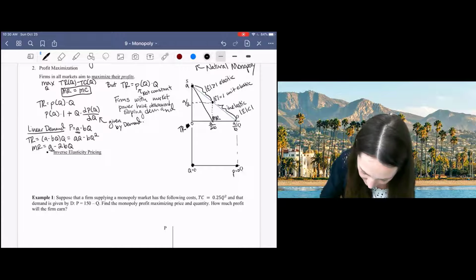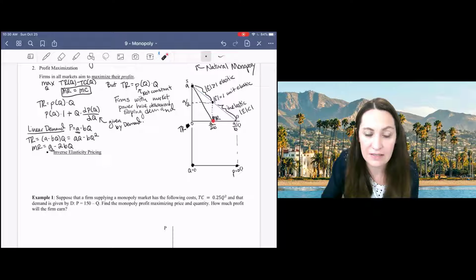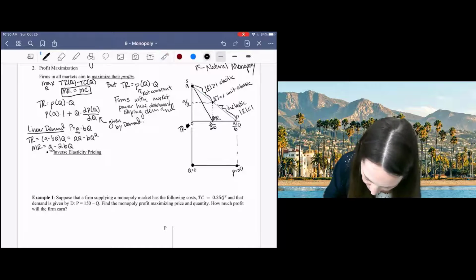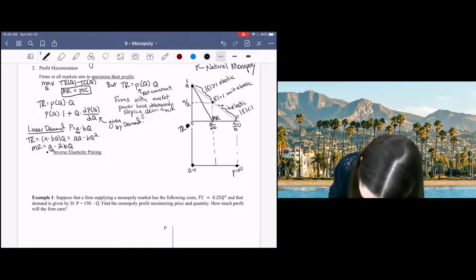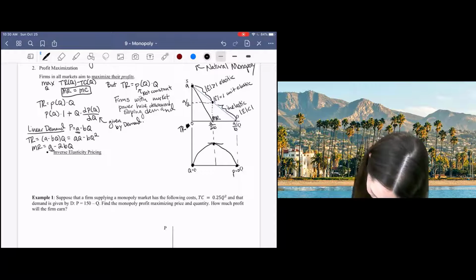And what's happening is my total revenue curve, I can see, has a positive slope up until this midpoint, at which point the slope is 0. That tells me that the maximum point on my total revenue curve is here, right, where the slope is 0.